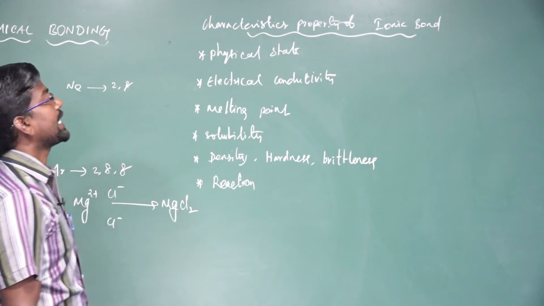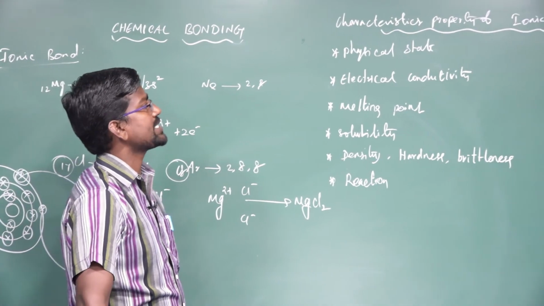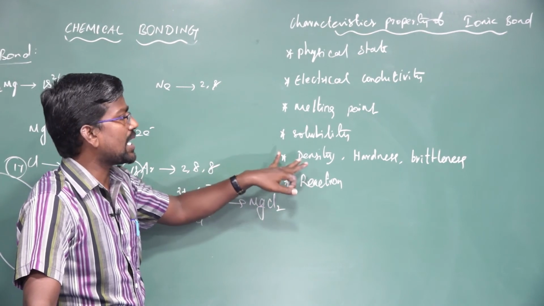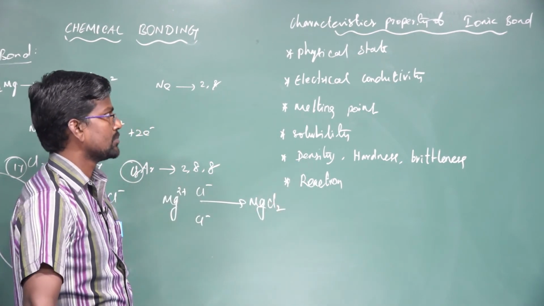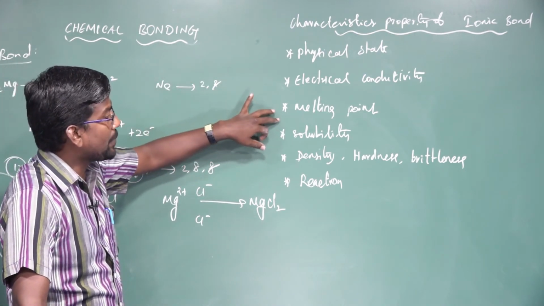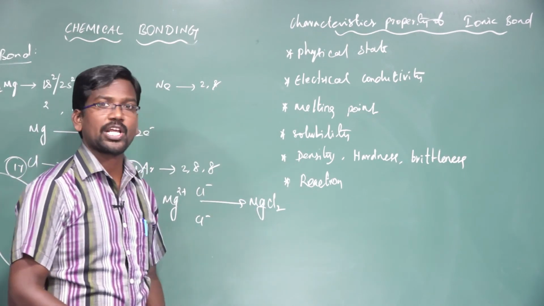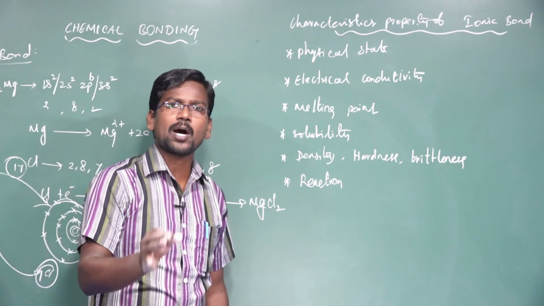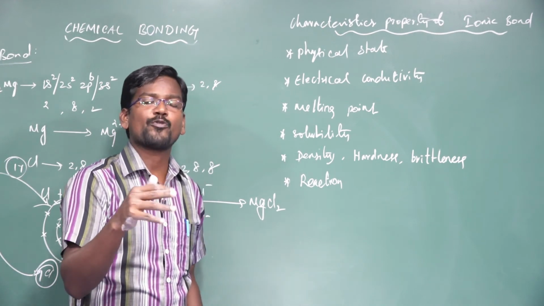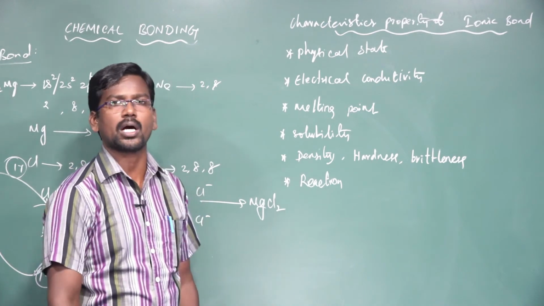These points are all characteristic properties of ionic compounds: physical state, electrical conductivity, melting point, solubility, density, hardness, brittleness, and reaction. An ionic compound is formed between two atoms of oppositely charged particles by electrostatic force of attraction. The following properties are also possessed by ionic bonds or ionic compounds.